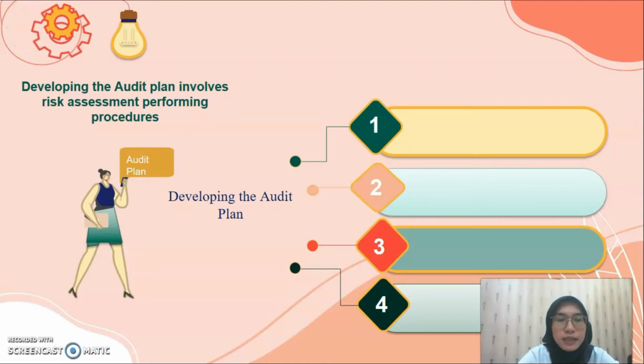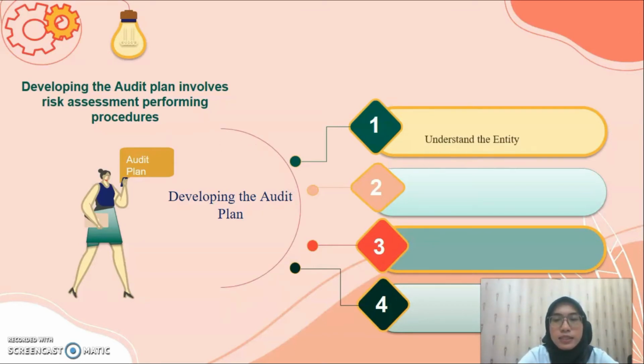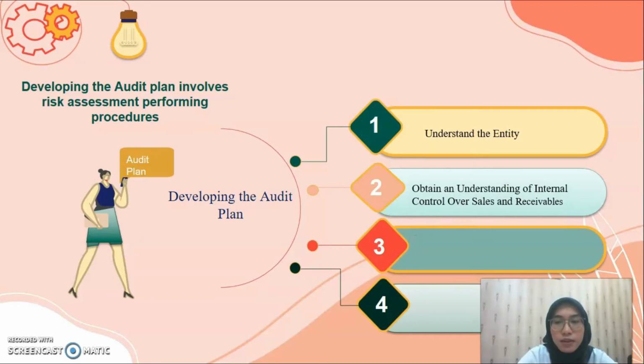So in the audit plan, we have 4 steps in developing the audit plan for sale and receivable. The first one is understand the entity to identify the inherent risk. The second one is obtain an understanding of internal control over sale and receivable. Third one, assess risk of material misstatement. And last one, the auditor will design further audit procedures.